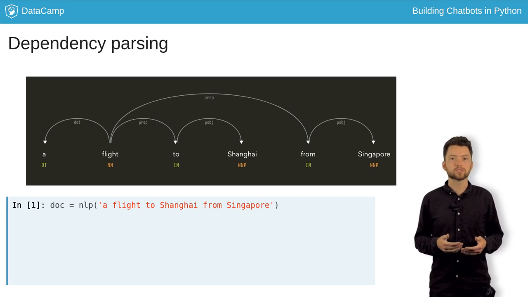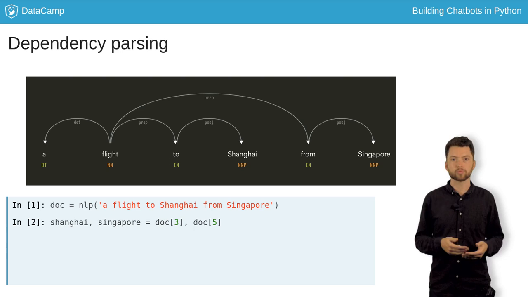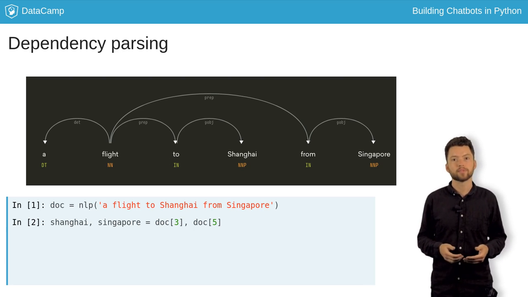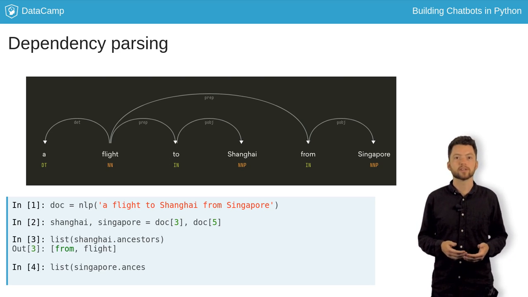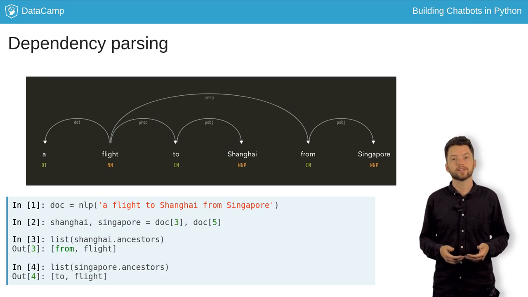We can refer to tokens in the spaCy document with their indices. So first we assign the tokens with index 3 and 5 to the names Shanghai and Singapore. We can then access the parents of each token through the ancestors attribute. This returns an iterator over the parents of the token in the parse tree.